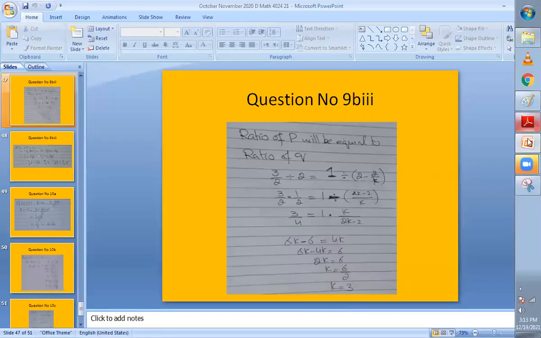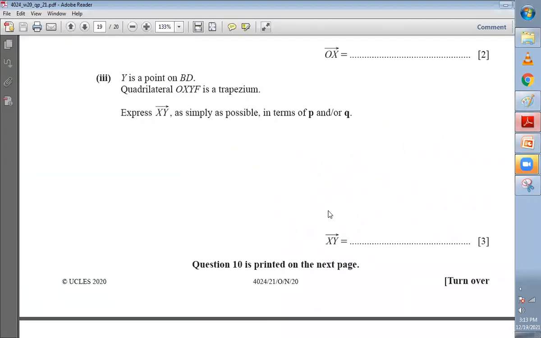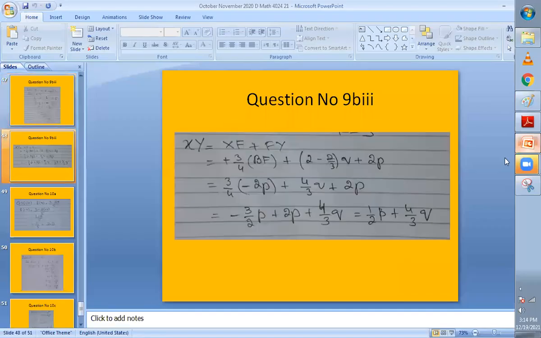So interesting thing, now I know the value of the k. It means that this is basically 3. So if this portion is 1, then this portion is how much? 2. The y is here. So now I know this thing. The main question they asked us was find the xy. They want you to find out the xy. So let me show you. If you want to find out xy, x to y, very simple. From x to f, f to y, you can find the xy value. Very easy.